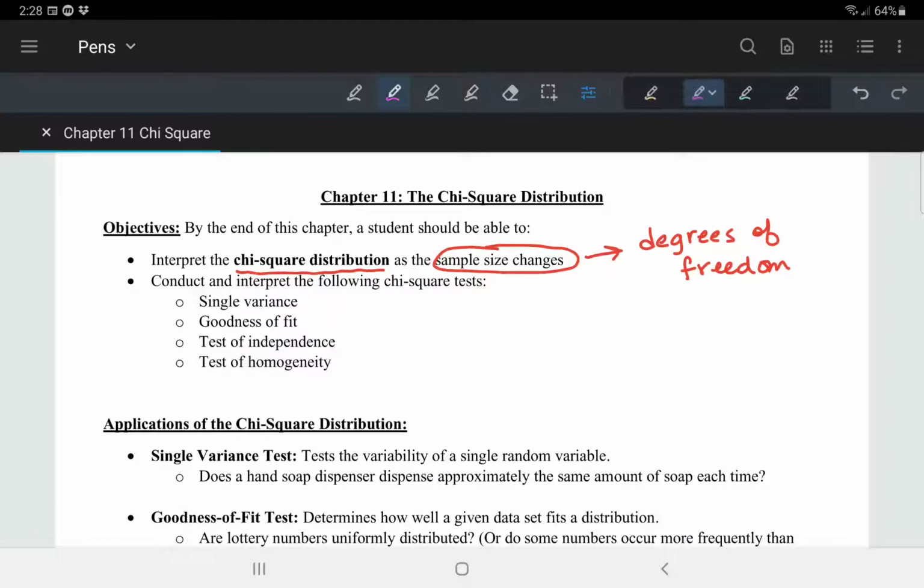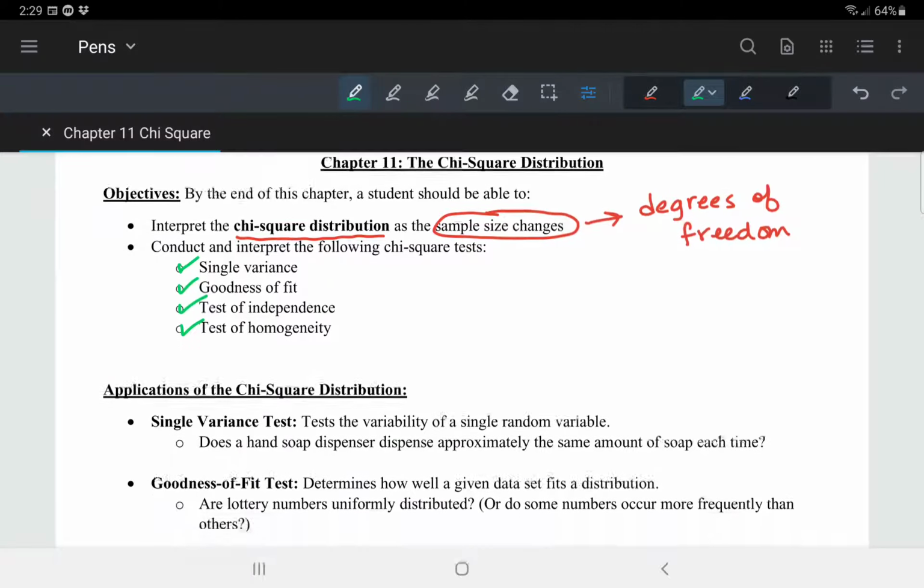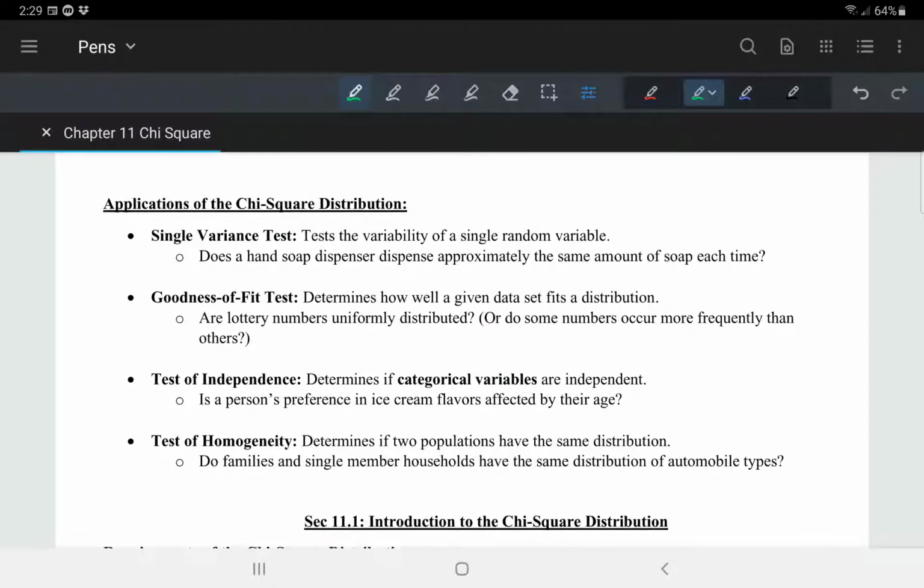Now, there's a lot of different tests that go on with the chi-square distribution. In fact, there's 4 of them. There's the test for the single variance, the goodness of fit, the test of independence, and the test of homogeneity. Let's look at those in a little bit more detail to summarize them.